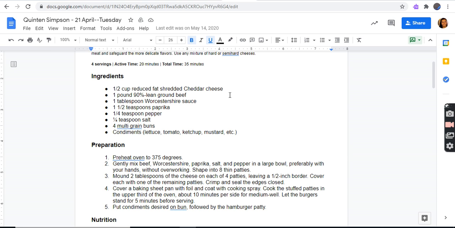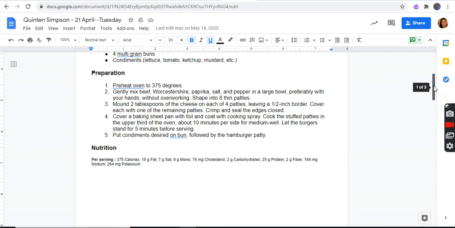1.5 teaspoons of paprika, 1/4 teaspoon pepper, 1/2 teaspoon salt, 4 multigrain buns. Condiments: lettuce, tomato, ketchup, mustard, and so on. You can add mayonnaise as well.